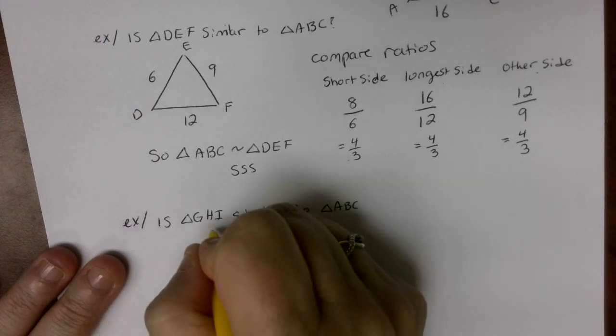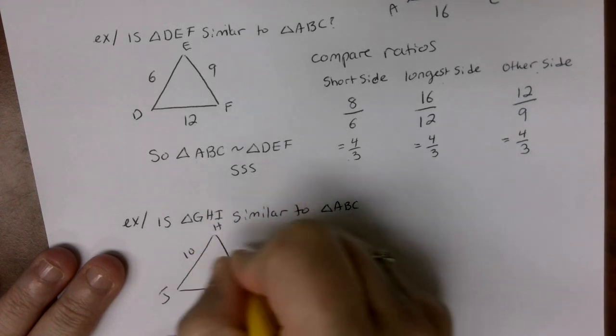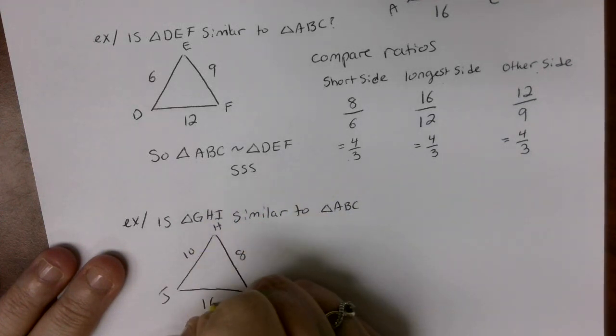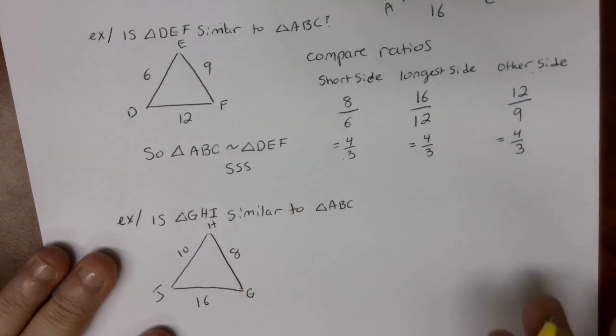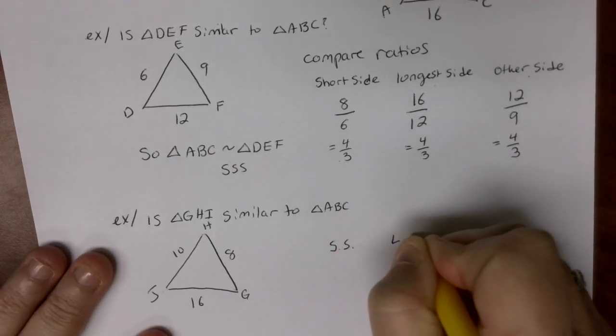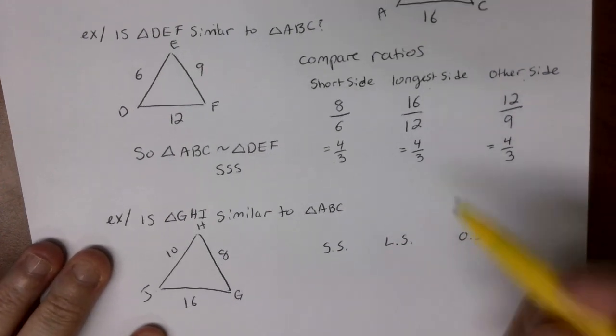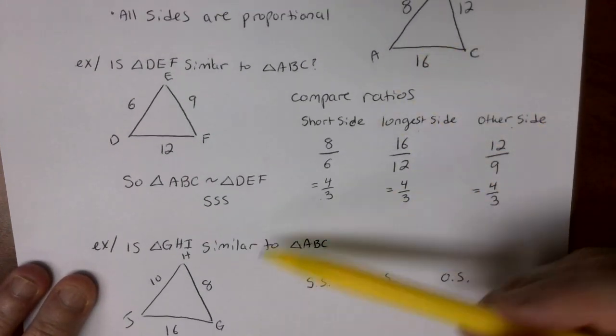And let's say JHG, so 10, 8, and 16. Okay, so we're going to do the same kind of thing again. So I'm going to do short side, long side, other side. Well, and I'm going to go through and compare it back to this one right here.